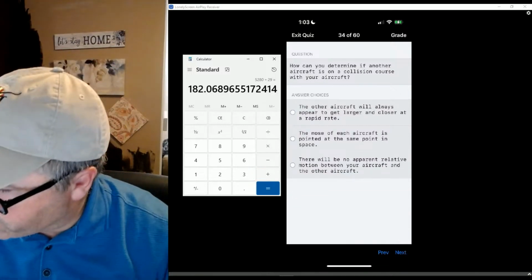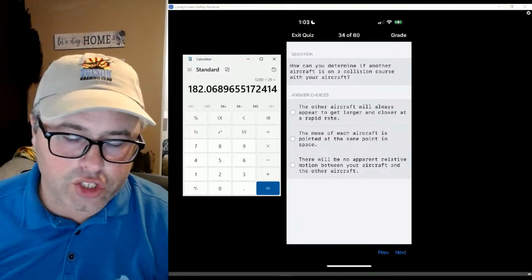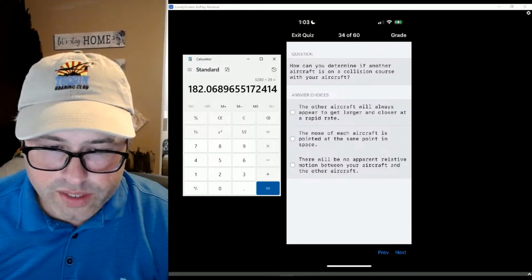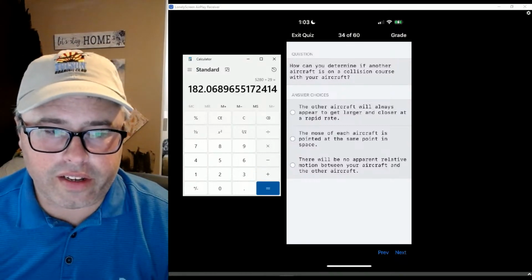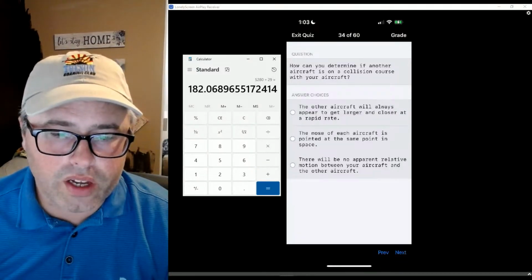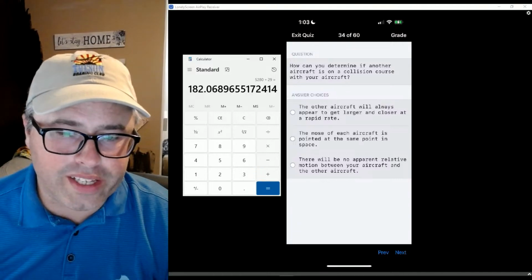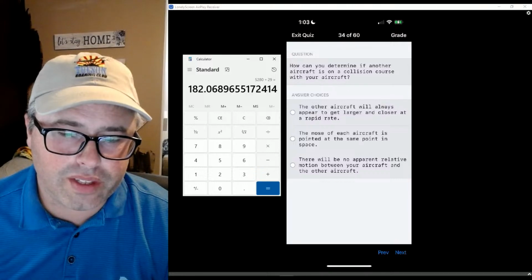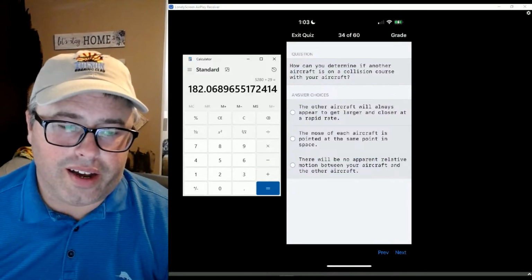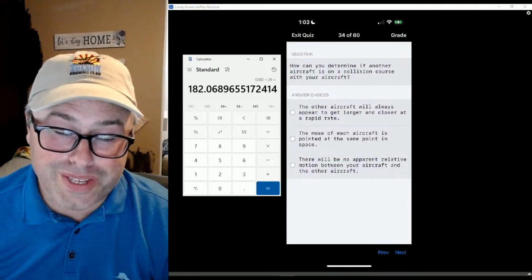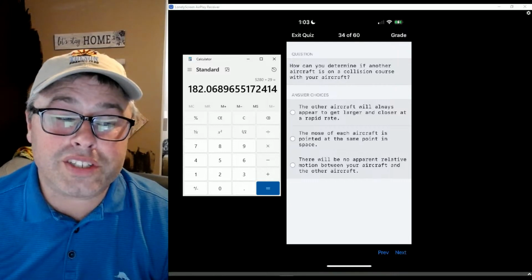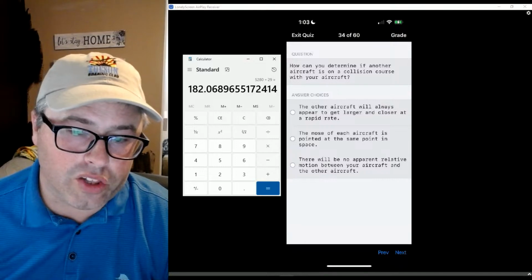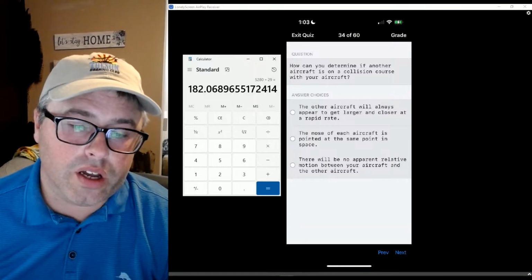How can you determine if another aircraft is on a collision course with your aircraft? This is an optical illusions and visual separation question. The other craft will always appear to get larger and closer at a rapid rate. Actually, it looks very tiny for most of the time, and then it gets bigger very quickly right at the end. It doesn't appear to get larger and closer for most of the time.